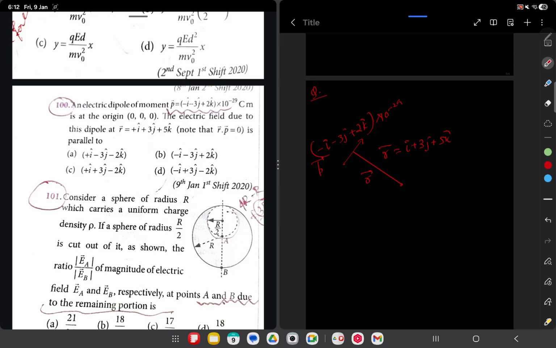Now we need to find out, given that r dot p is 0, the electric field due to this dipole. See, as this is a perpendicular point or equatorial point, the electric field will be in the opposite direction. So whatever the direction of p will be, the electric field is just the reverse of that direction. So i plus 3j minus 2k will be the direction of the electric field.